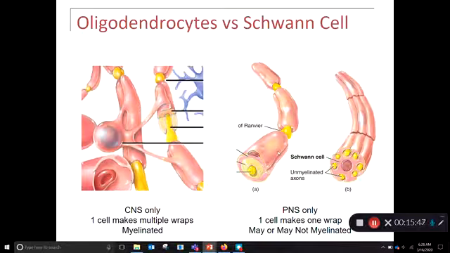Now, what's the difference between an oligodendrocyte and a Schwann cell? Well, let's take a look-see. Oligodendrocyte, central nervous system only. Schwann cell, peripheral nervous system only. The oligodendrocyte can make multiple wraps: 1, 2, 3, 4. Yeah, it's very multitasking. But this one right here, the Schwann cell, is just one per wrap. And there's the nucleus right there. It ends right there. But it can cover multiple neurons if need be, but if it does that, it becomes unmyelinated.